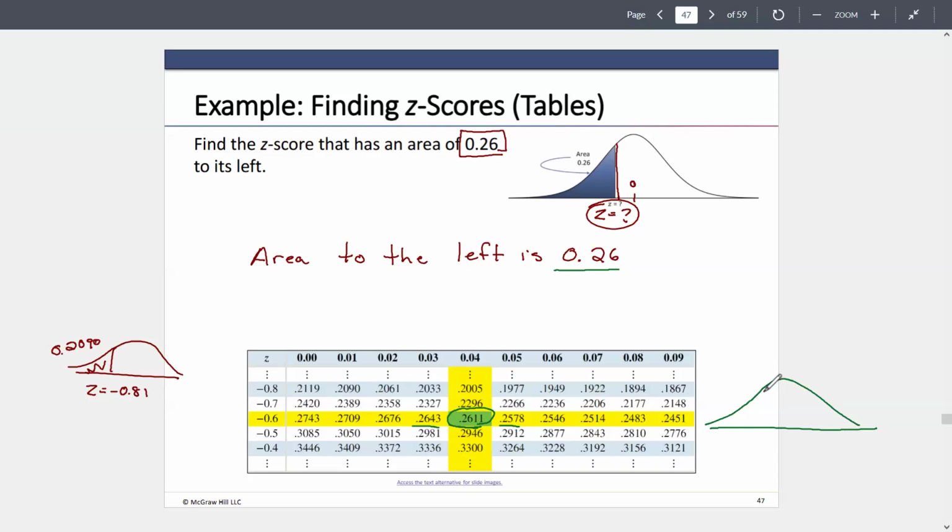So what I'm really looking at is an area to the left of some particular z-score, and that area is 0.2611, not just 0.26. Once I find that area, I go back and find that z-score. And it's telling me my z-score is negative 0.64.